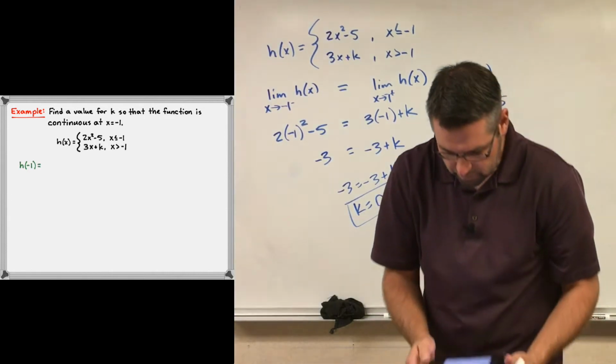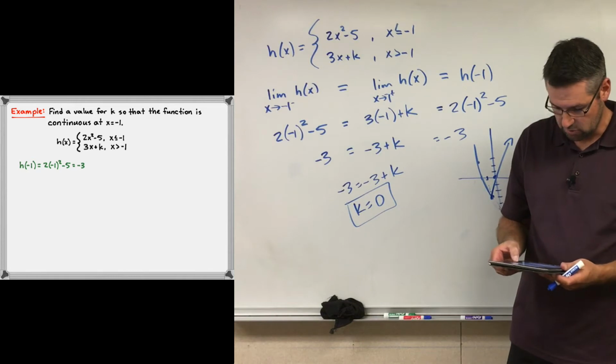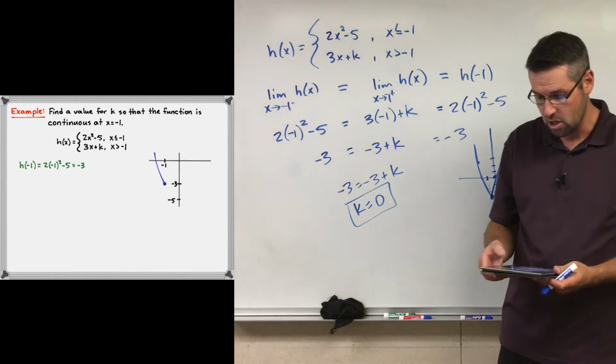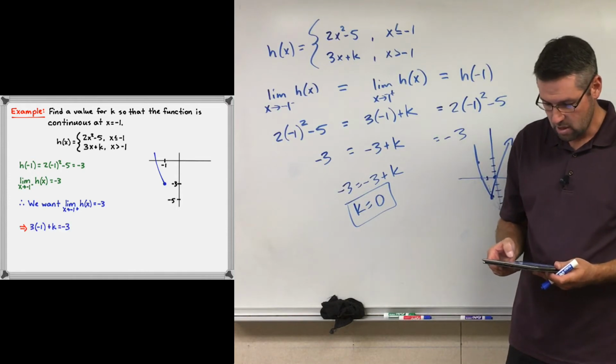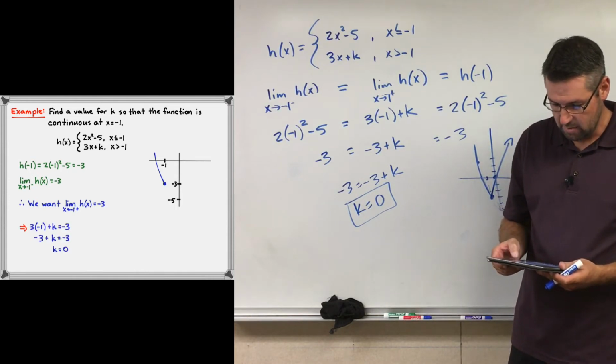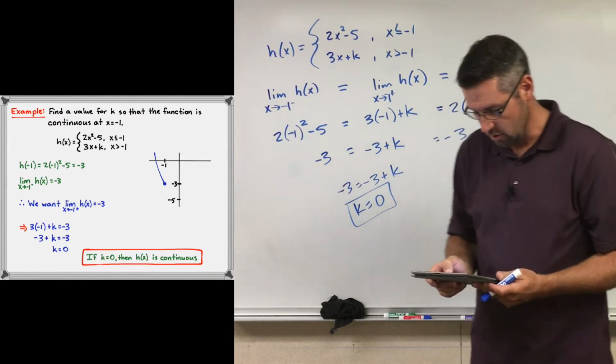Now, with that said, we know that if k is 0, this will be a continuous function at x equals -1, or the function will be continuous when x equals -1. Okay, so we have our left-hand limit. We have our right-hand limit, and we set them equal. We have our function's value, we set it equal, and then we solve for k.